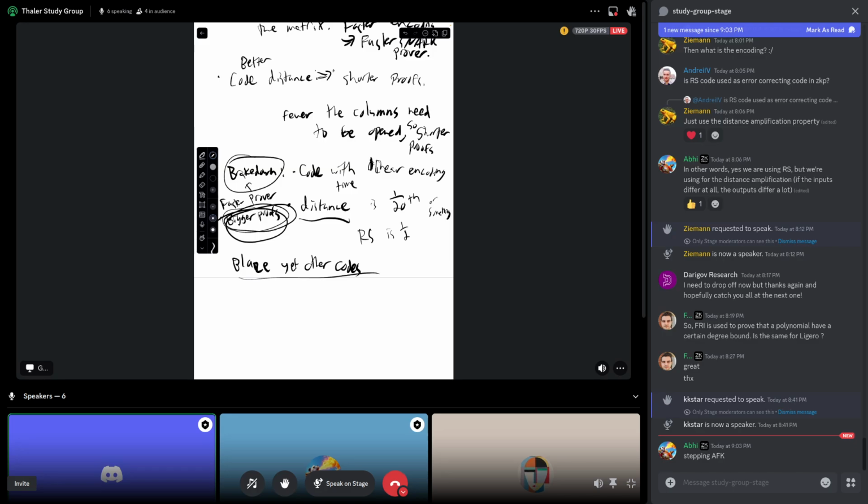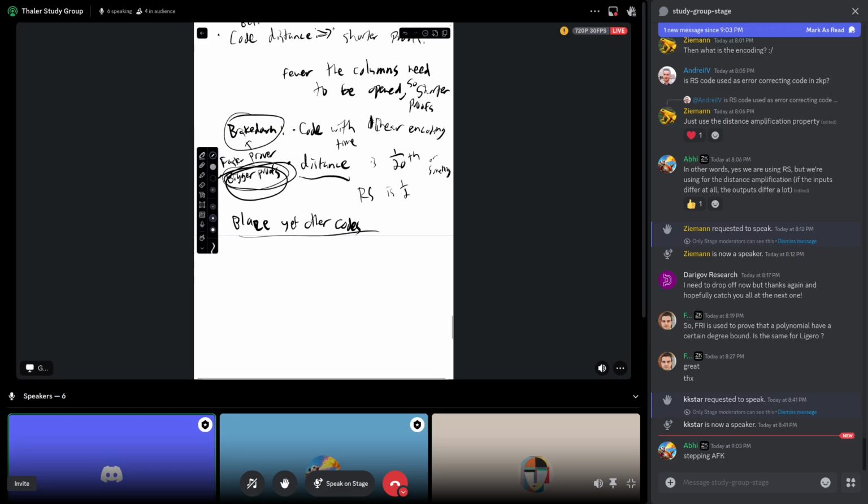So other codes that are not Reed-Solomon, but also different than the code in the Brakedown paper. Okay, and so that is the Brakedown line of work. Let's come to Binius. So with Binius, I think Binius is really important.